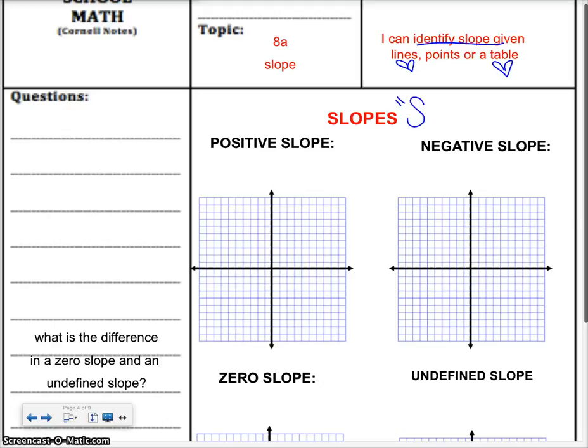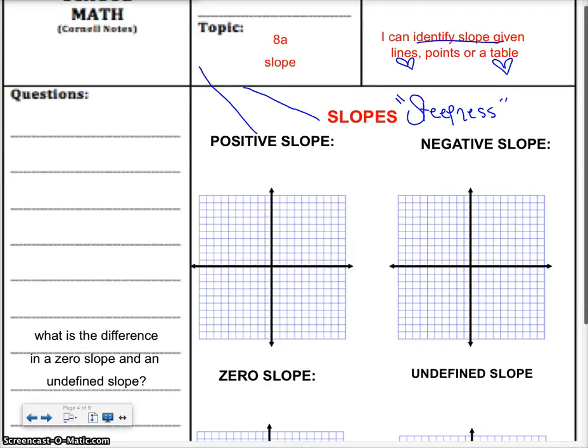Slope represents steepness. It means how fast your height is changing. When you think about going skiing, you're hitting the slopes. Well, slopes can be a really steep hill, or you could be on a little bunny hill. It's how quickly your height changes. That's what slope represents: your change in height and how fast you're changing. So the steeper the slope, the more your height is changing in a shorter amount of time. A more gradual slope means it takes longer to change your elevation.